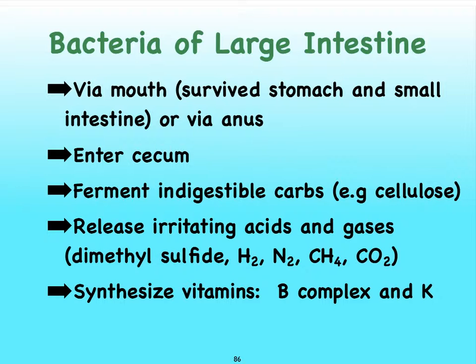Now, these bacteria that enter the mouth and survive the stomach, which is kind of amazing if you think about it, considering how acidic the stomach is, or even survive all of the chemical digestion in the small intestine, they're ultimately going to enter into the cecum. Remember, that's that pouch-like beginning of the large intestine where the ileum meets the large intestine. And there, many of these bacteria are going to participate in digesting those carbohydrates that we didn't succeed in digesting in the small intestine. So they're going to ferment these indigestible carbohydrates, such as cellulose, which we find in the walls of plant cells, for instance.